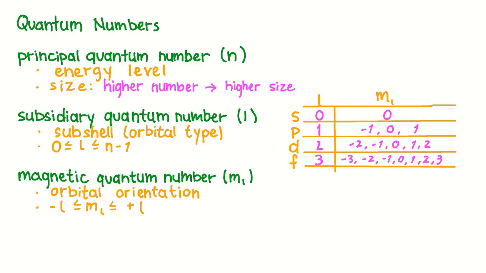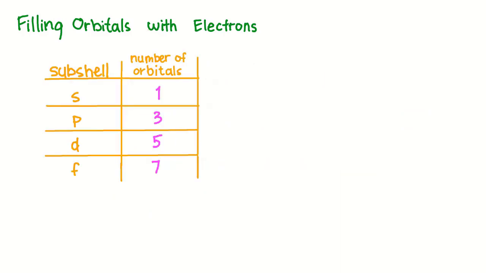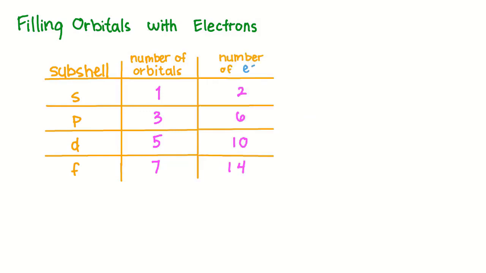We don't need to worry about which values of m sub L correspond to which orbital orientations. It's unfortunately not as simple as m sub L equals 1 corresponds to the px orbital, and m sub L equals negative 1 corresponds to the py orbital. All orbitals, no matter the type, hold a maximum of 2 electrons. Because each subshell contains a different number of orbitals, each shell can hold a different maximum number of electrons.